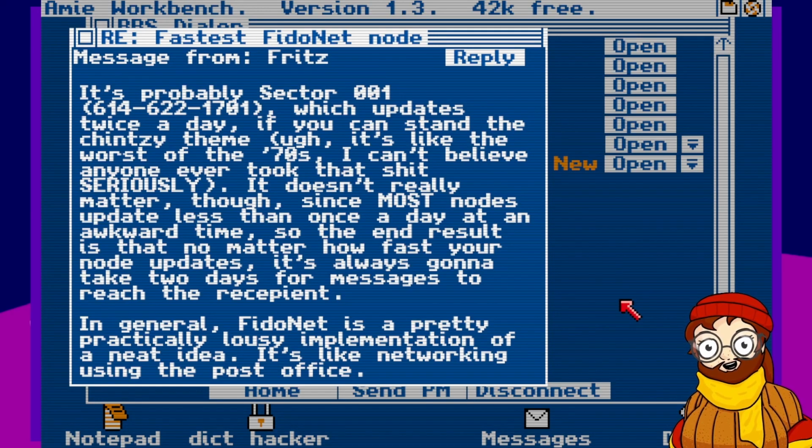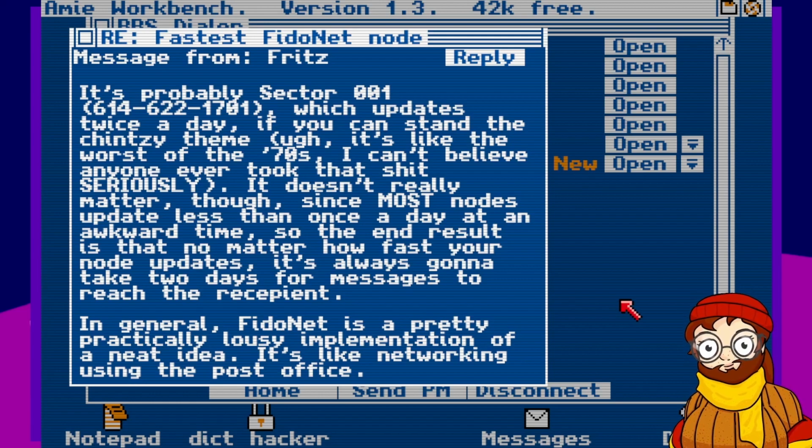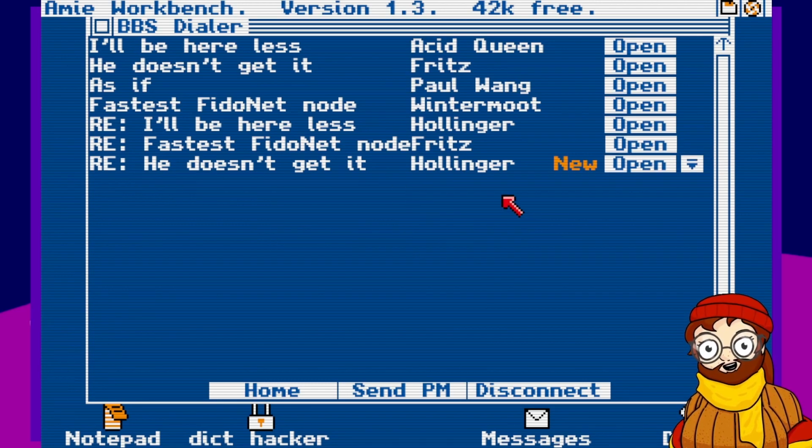Message from Fritz. It's probably Sector 001, 614-622-1701, which updates twice a day, if you can stand the chintzy theme. It's like the worst of the 70s. I can't believe anyone ever took that seriously. It doesn't really matter, though, since most nodes update less than once a day at an awkward time, so no matter how fast your node updates, it's always going to take 2 days for messages to reach the recipient. In general, FidoNet is a pretty practically lousy implementation of a neat idea. It's like networking using the post office. He doesn't get it. Re Hollinger.